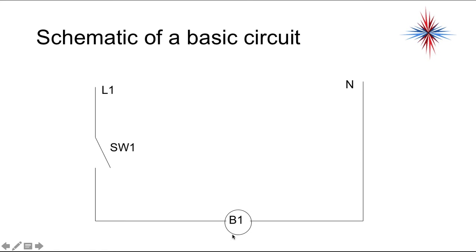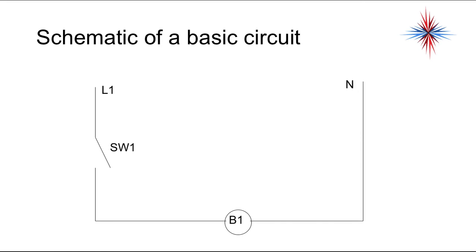Then we have B1, which could be a motor, a light bulb, or a heater. It's anything in this diagram that's a load. In this case, we're going to count B1 as a light bulb. And then the other side of the circuit, the path must connect back to the source. So L1 and neutral, L1 and N, is our source. This could be any labeling of source, but you just have to know what it is. So we have a path with an open switch, a load, and then back to neutral.